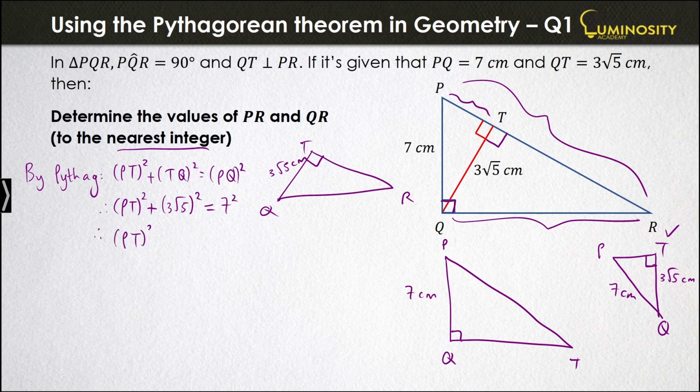Okay, so I can bring over this term to the left-hand side. So 7 squared is 49 minus, so let's do 3 root 5 squared. That's going to be 3 squared is 9 times root 5 squared is just going to be 5. So it's going to be 45. Okay, so 49 minus 45 is 4. Therefore, if I take square root on both sides, I would get algebraically plus or minus 2. But from the context of the question, we're dealing with lengths of triangles, so PT is just positive 2. So that's 2 centimeters.